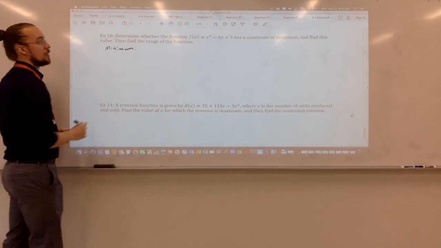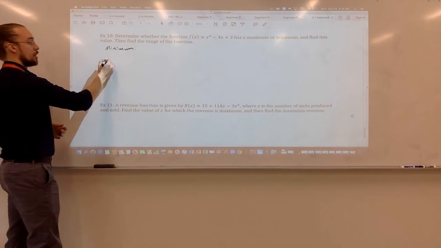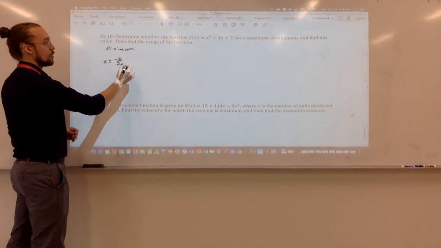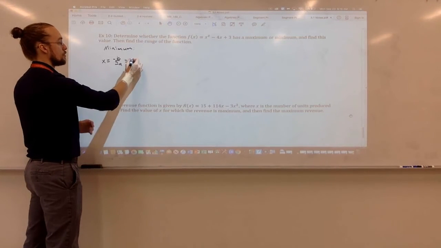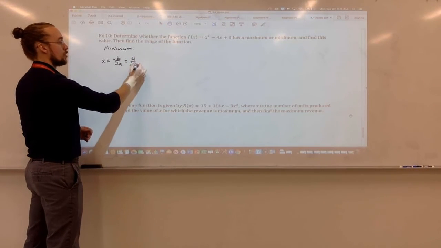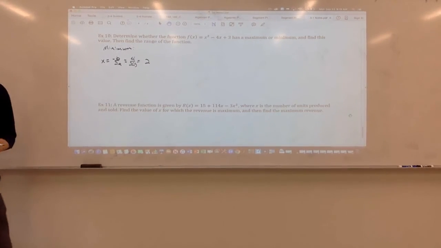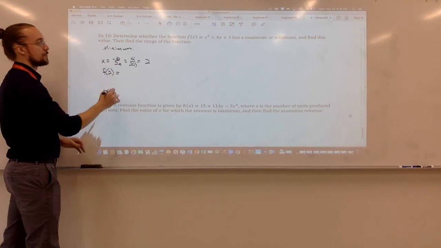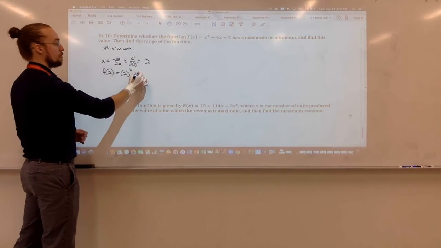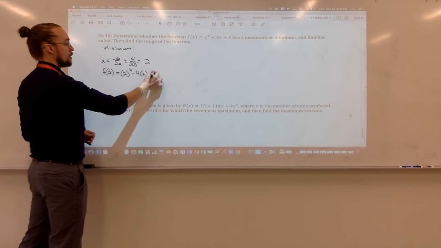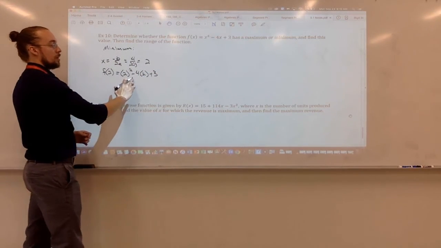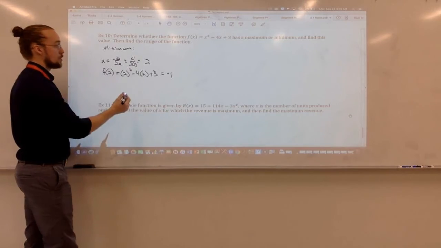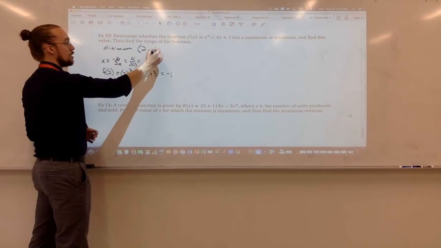That's the vertex, right? So, just like we've been doing, okay, we can say, well, the x-coordinate will be -b over 2a, so that'll be -4 over 2 times 1. So 4 divided by 2 is 2. Then I just plug that in. So f of 2 will be 2 squared minus 4 times 2 plus 3. So 4 minus 8 is -4 plus 3 is -1. So my vertex, or the minimum, is at 2, -1.